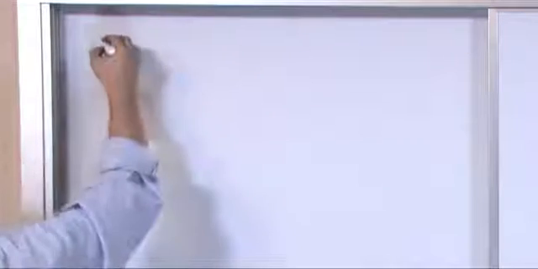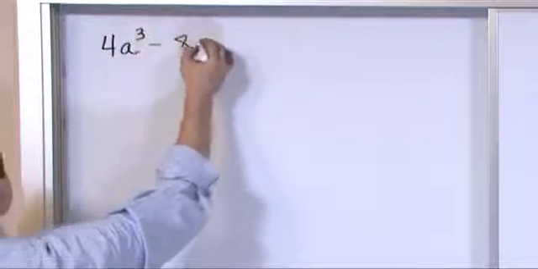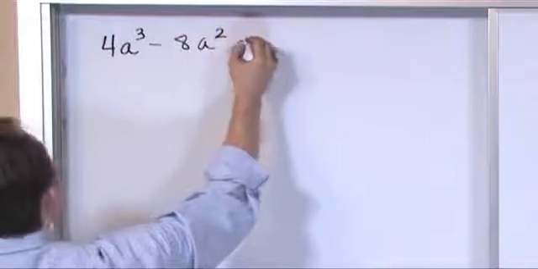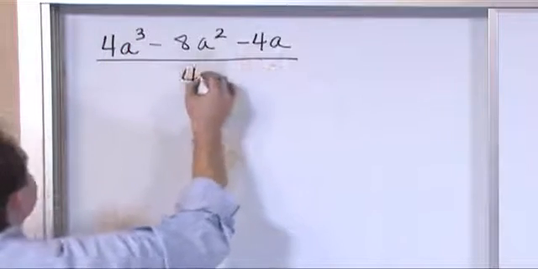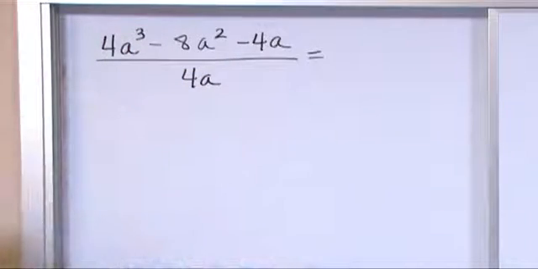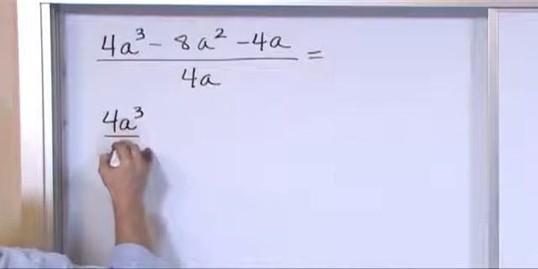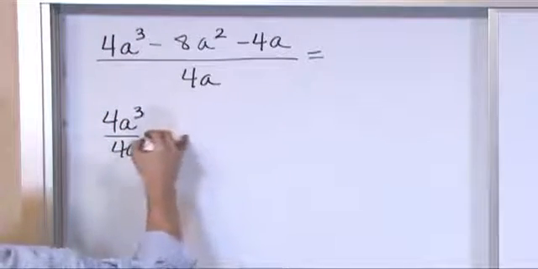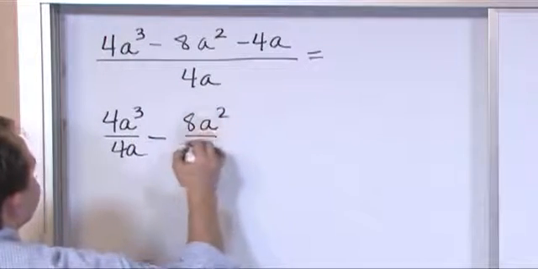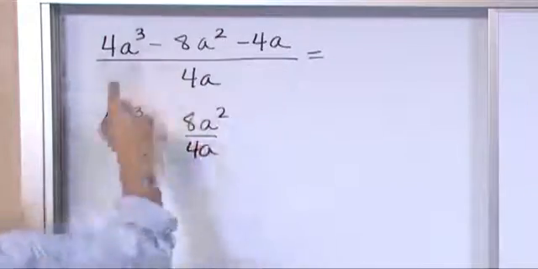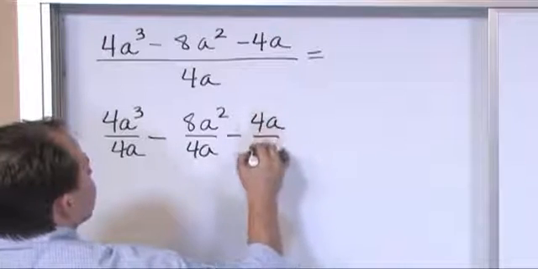All right, what if we have 4a cubed minus 8a squared minus 4a, all divided by 4a. So let's go ahead and split this fraction up. 4a cubed over 4a from here, minus from here 8a squared over 4a, so these terms here. Another minus from this guy, 4a over 4a.